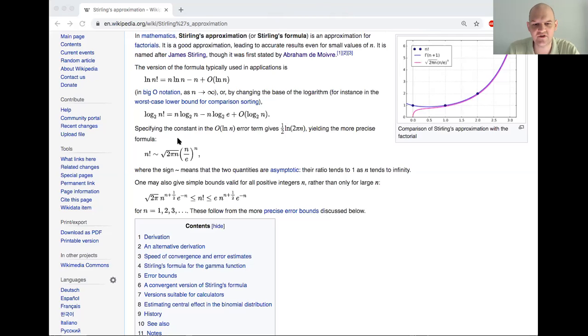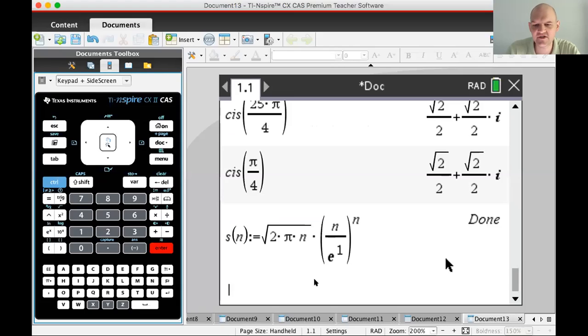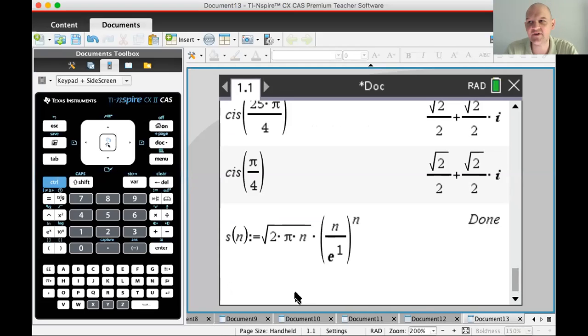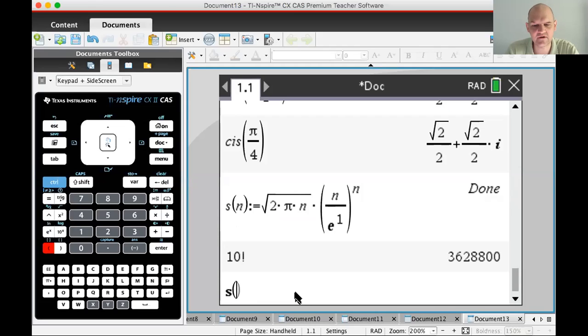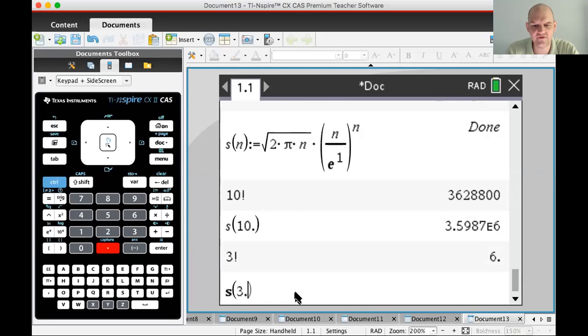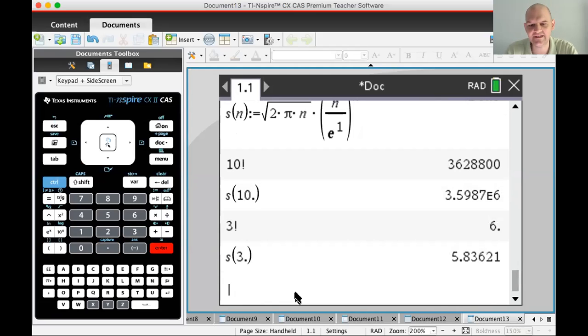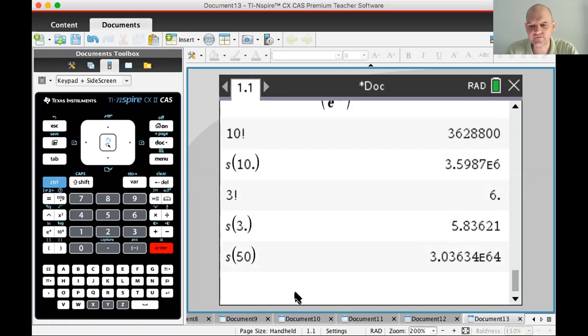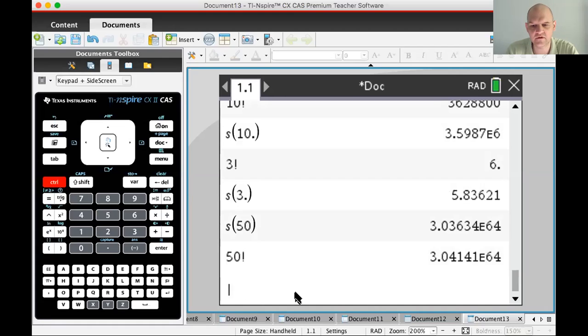Let's go back to the calculator for a second. And again, this is just informational stuff, right? So that's saying n factorial is approximately that. So let's do 10 factorial. It probably gets better as n gets bigger. S of 10. Yeah, they're not super far off. 3 factorial is 6. S of 3. It's not terrible. Well, 10 is not a big number, though. Let's do 50. And then if I do 50 factorial, they're pretty close.